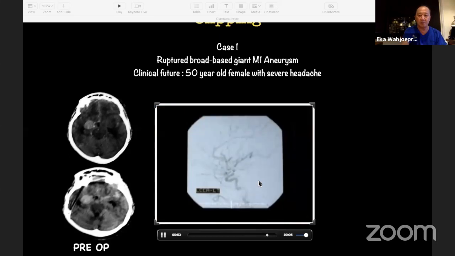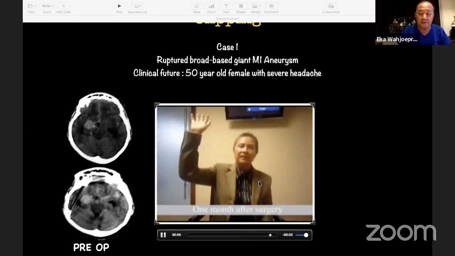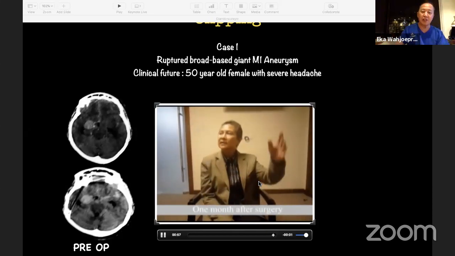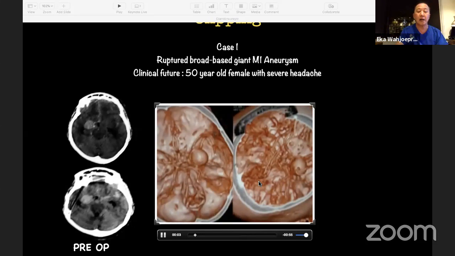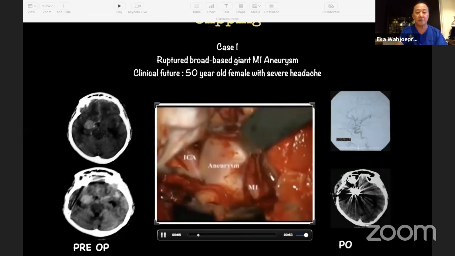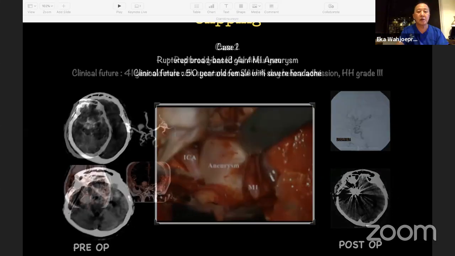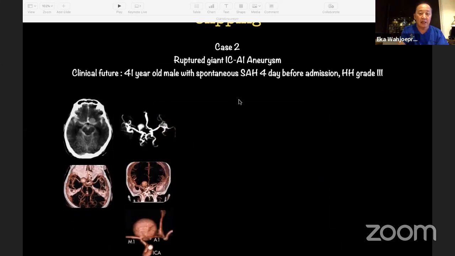Doppler is very cheap and very powerful, very good information. We check the parent artery after clipping. You can see from Doppler whether this is a good artery or not. So this is another case of a giant IC aneurysm, a 41-year-old male with a spontaneous hemorrhage.